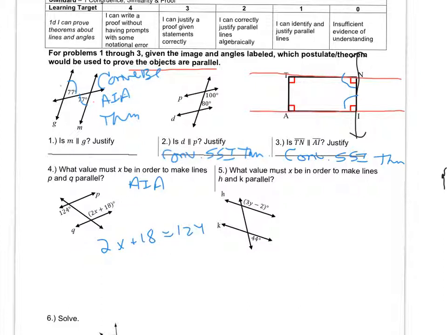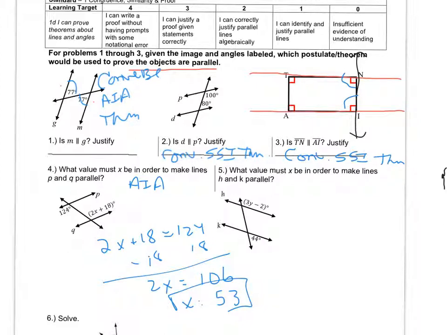Now this should be very familiar territory to most of us. We subtract 18 from both sides. 2x equals, let's see if we can do this in our head here, 106. So x must have a value of, when we divide by 2, looks like 53 is a nice final answer for x.